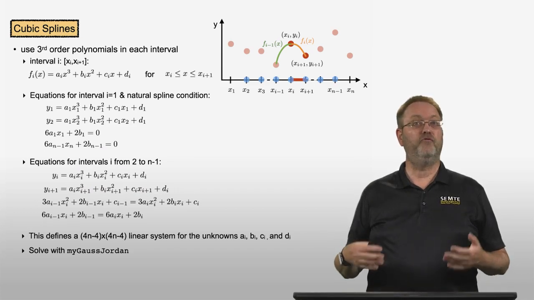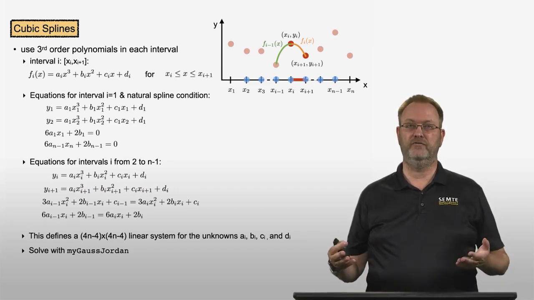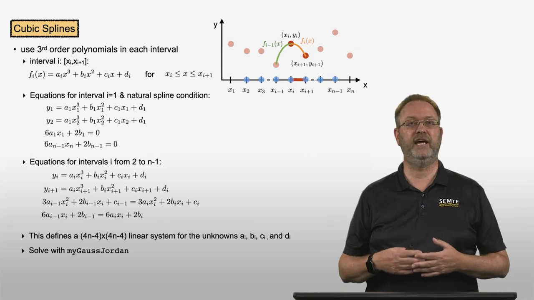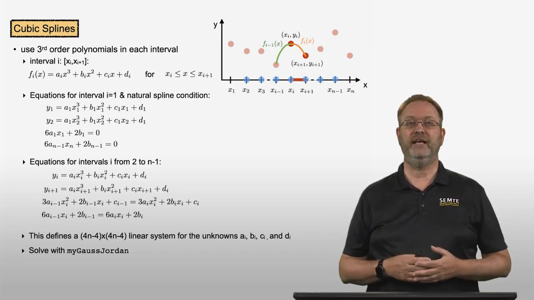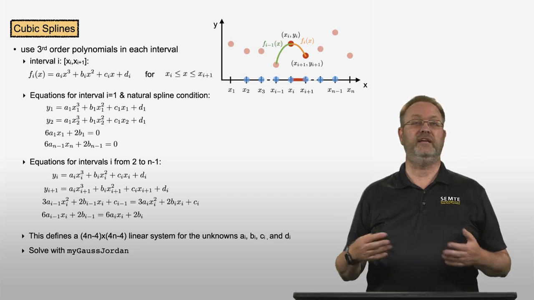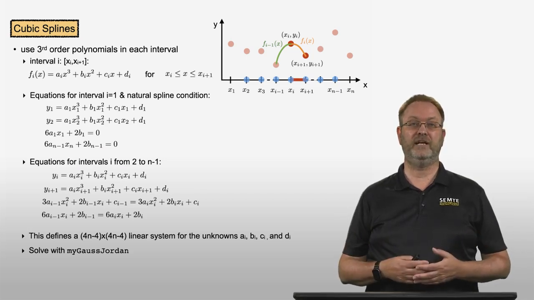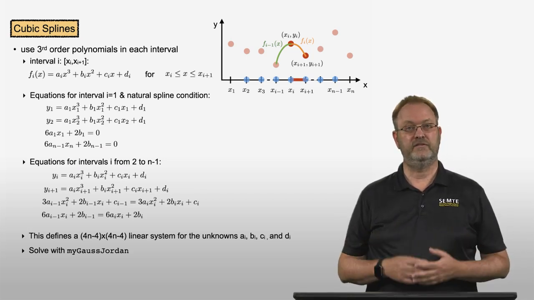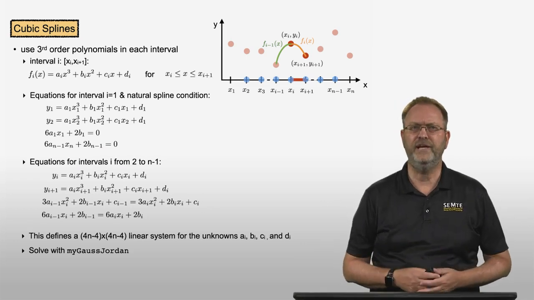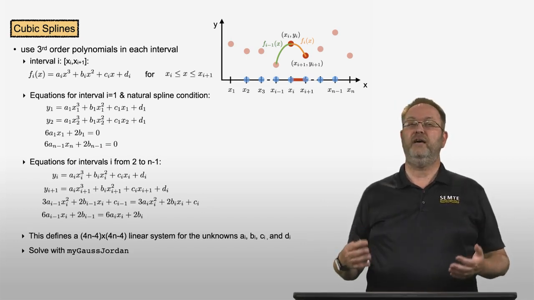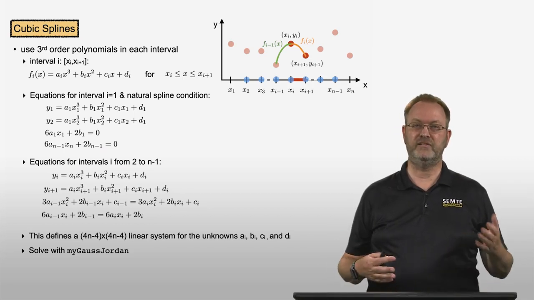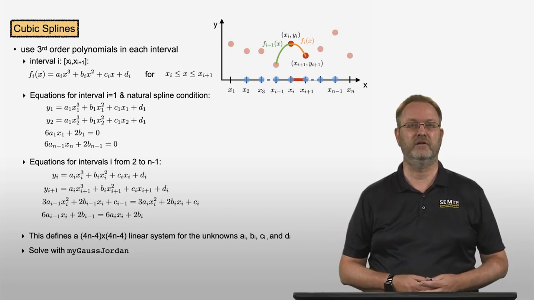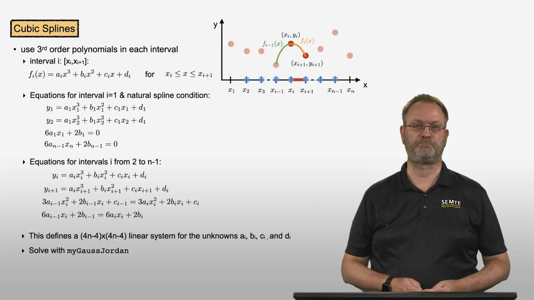We have 4 equations per interval, where for the first interval we have the condition that the cubic spline goes through the endpoint data points, and then the condition that it is a natural cubic spline. Those are the third and fourth equation on this slide. And then we have 4 equations for each interval from the second to the very last interval, n-1.